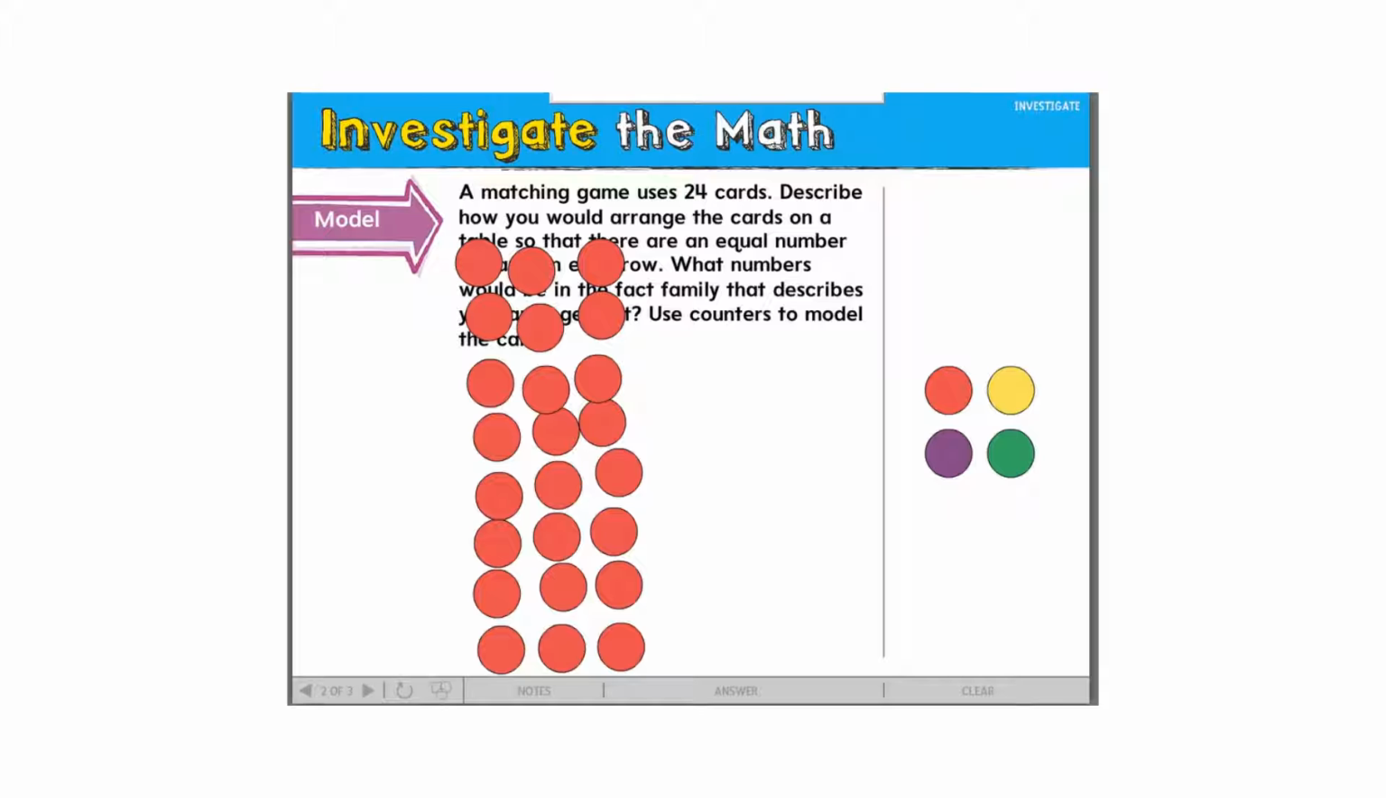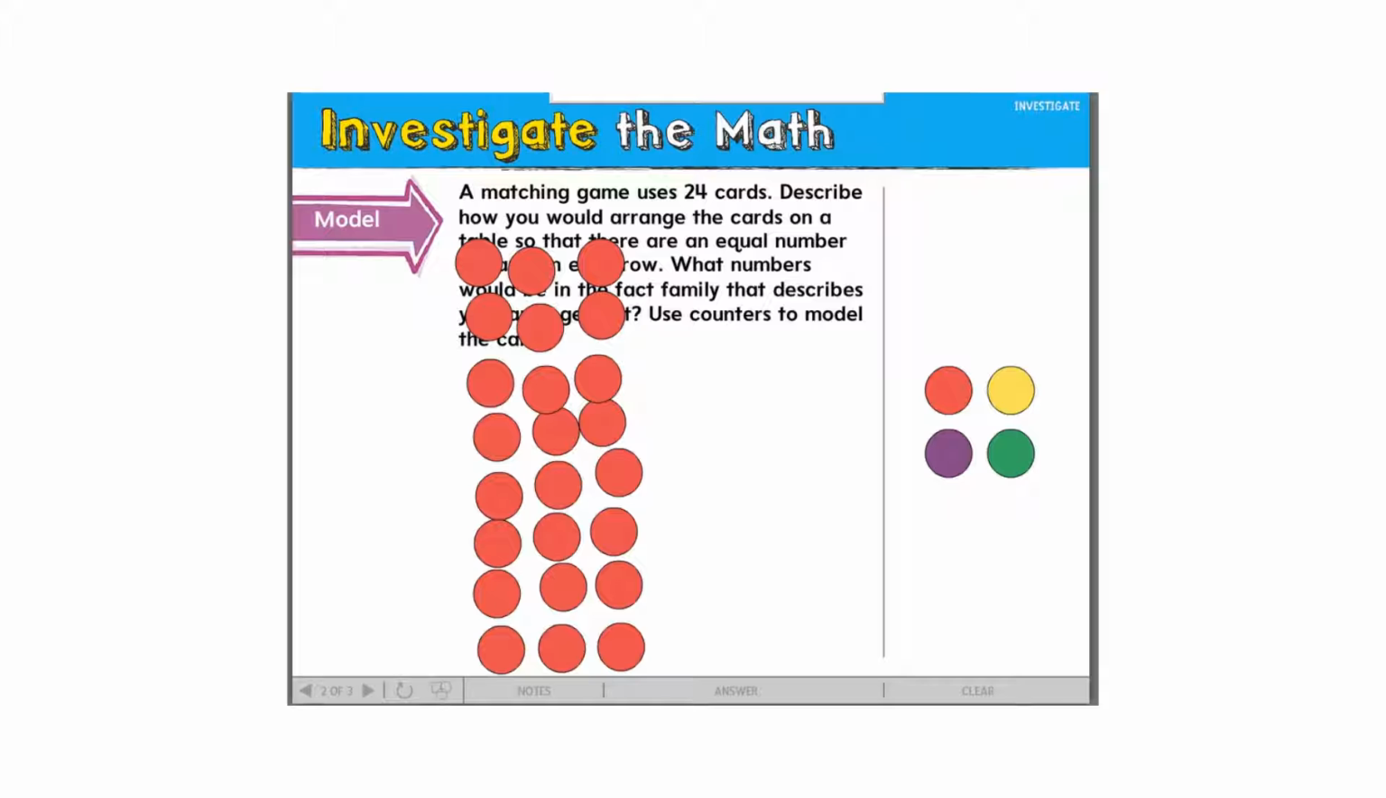Okay, so your fact family here would be 3 times 8 is 24, or 8 times 3 is 24, or 24 divided by 3 is 8. Hold on. Or 24 divided by 8 is 3. That's another way you could do it.